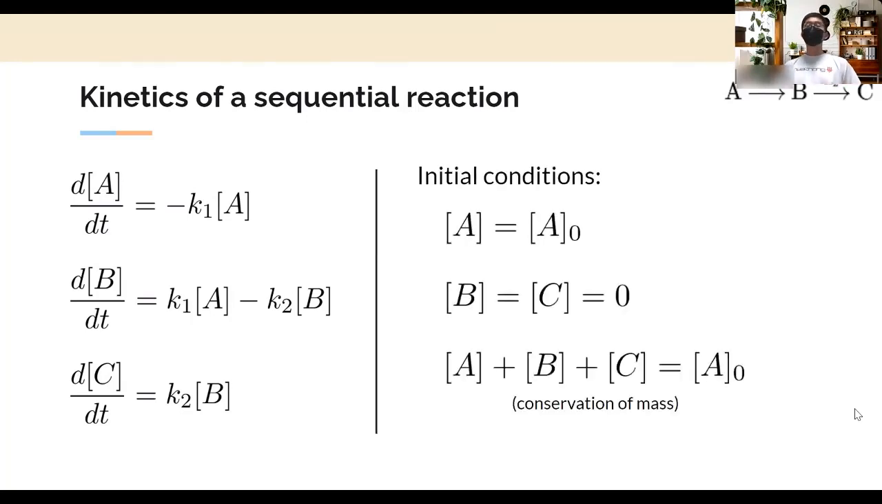It's important to note that for the initial conditions that we shall set for this reaction, we shall start with an amount of A as A naught, and for B and C, we assume that there is none of them at the start. And since each step is a one-to-one conversion of reactant to product, the sum of all the concentrations will equal A naught by conservation of mass.